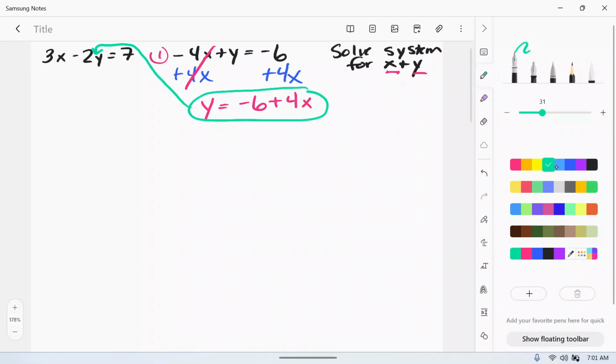I'm going to move that down here so I have more room. I'm going to get 3x minus 2, and I'm going to show, without doing any simplification, the exact substitution, -6 plus 4x, into that equation. I'm going to equal 7.